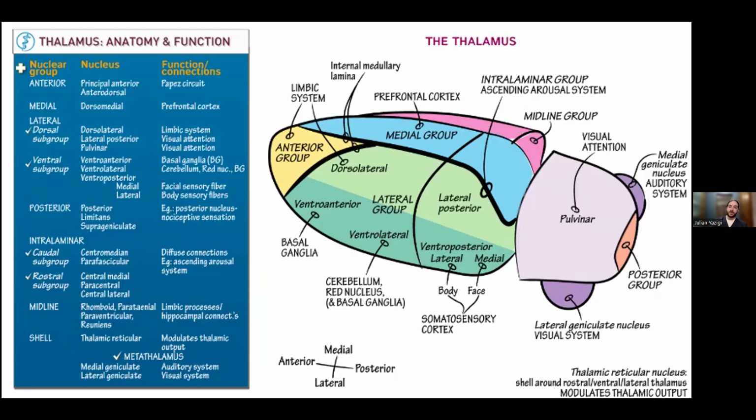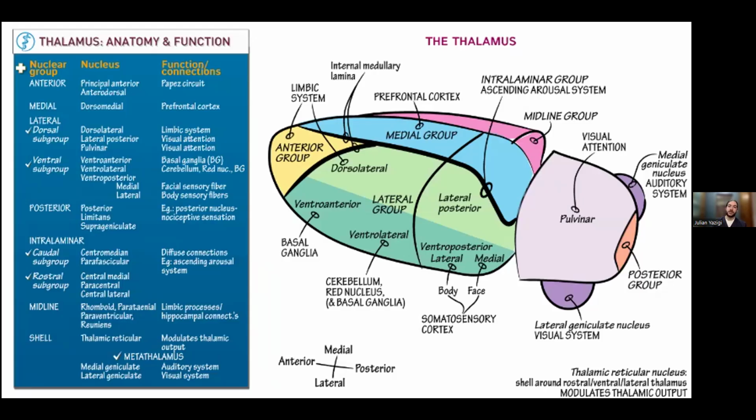The lateral posterior nucleus receives its inputs from the superior colliculus and from the parietal association cortex and projects to the parietal association cortex as well. It's involved in multimodal sensory integration and attention, and lesions may produce neglect-like phenomena and attentional deficits.